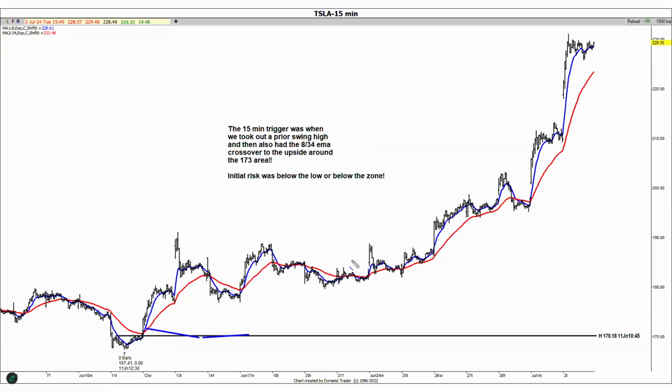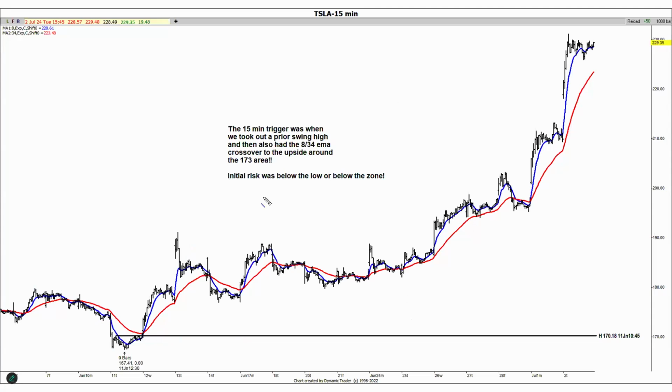But what I also like to see is what I'll call a pattern shift. I want to see it also take out a prior swing high. Okay, because you basically want to see that you're shifting gears from a pattern of lower lows and lower highs to possibly higher highs and higher lows. Okay, so I like to see both of those things occur. The 8/34 EMA crossover, and then also either taking out a prior swing high for a buy or taking out a prior swing low for a sell.